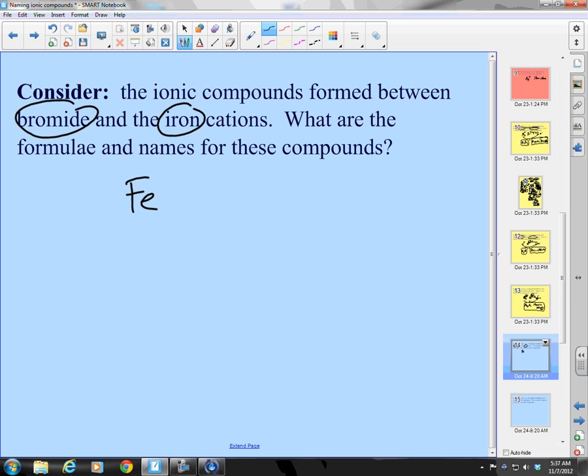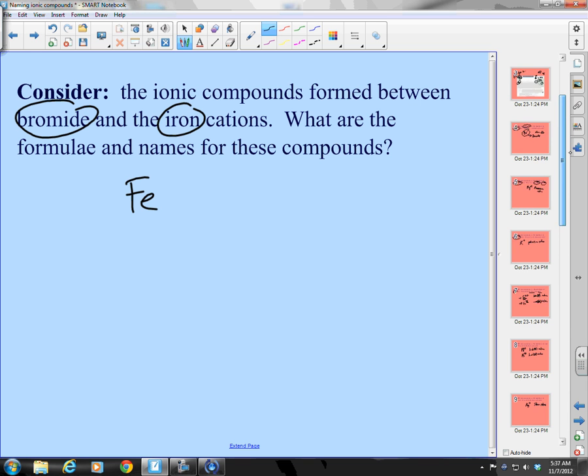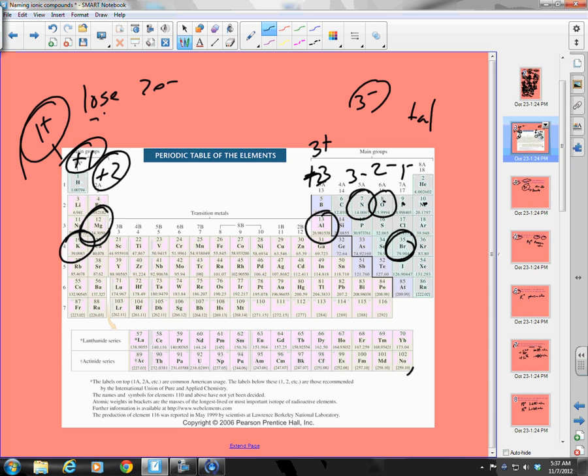Good. Iron, we go to the periodic table. Where's the periodic table? Here's iron. Uh-oh. We have 1, 2, 3. What about all these guys in the middle, the transition metals? What do they make? Do they make a +1, +2, +3, +4? I'm not sure. Well, the answer is they make a whole bunch. Some of them are +1, some are +2, some are +3, some are +4. Some might even be +5.